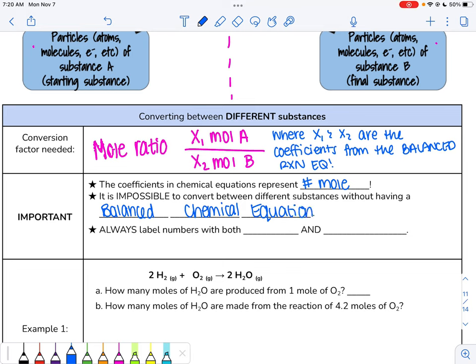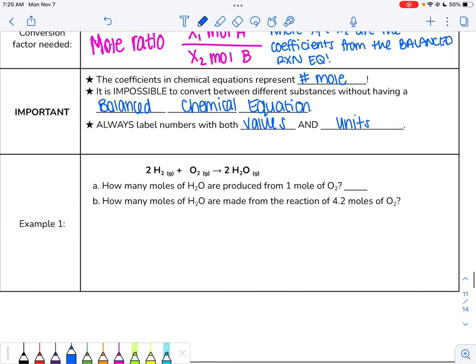If it's not balanced, you're going to end up with the wrong mole ratios. And then at the end, always label your numbers with both values and units. You want to make sure you're telling people which substance you have and how much of that substance you have. So let's take a look at one example here.